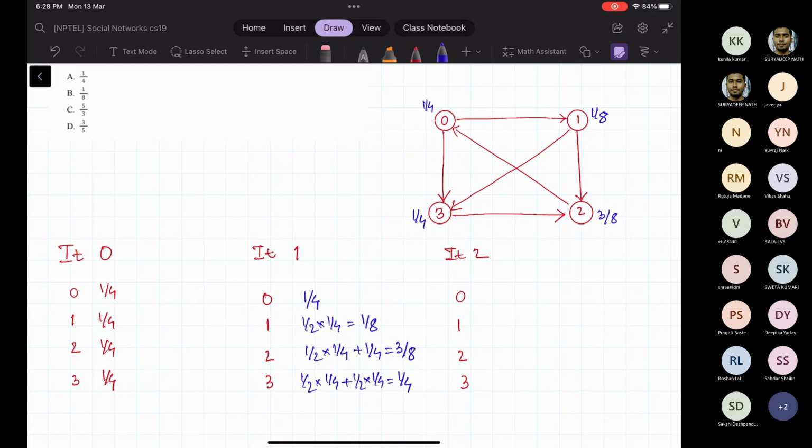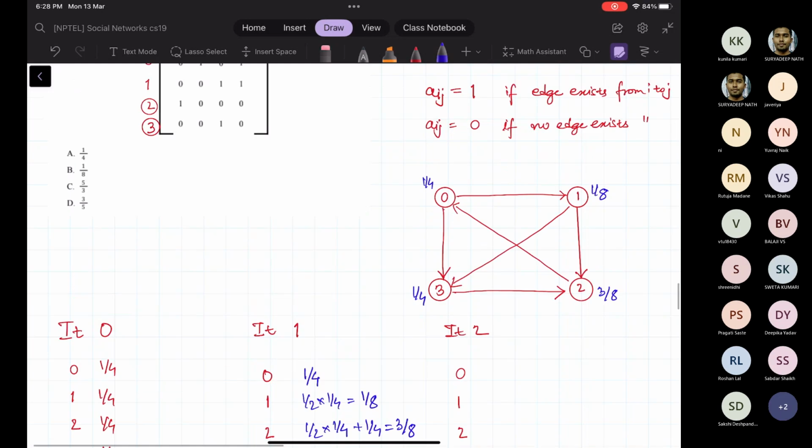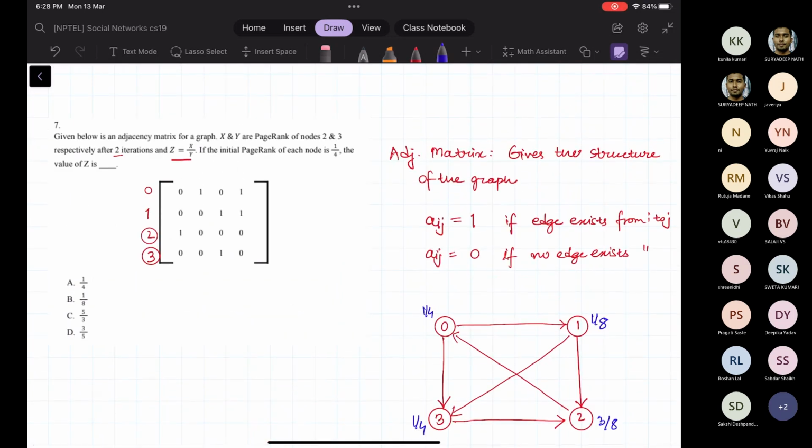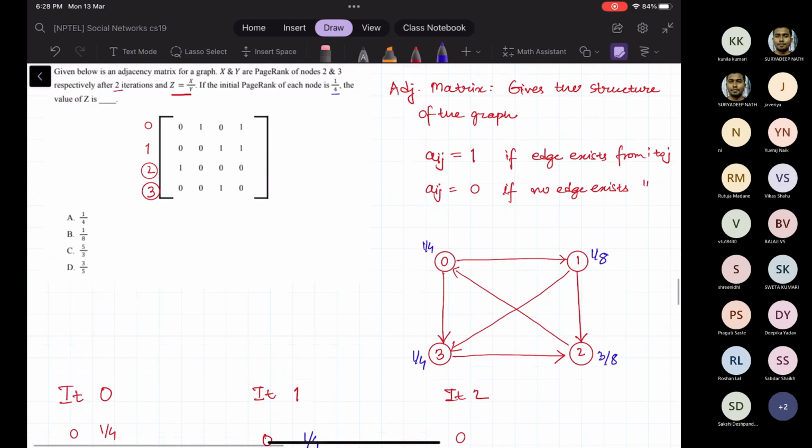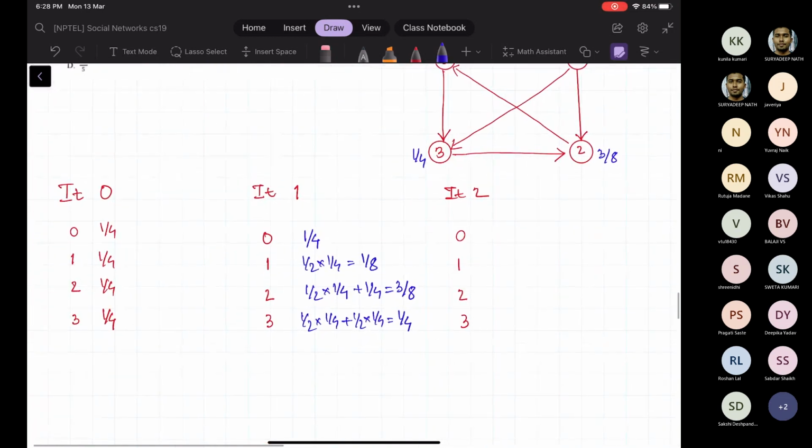Why are we writing 1/4? Because if you see the question, each node's page rank was given as 1/4. That's why initially everyone's page rank was 1/4, and that is how we started the iteration.